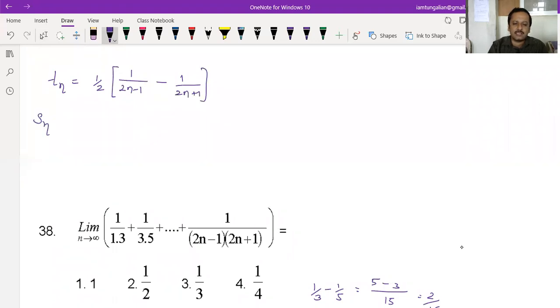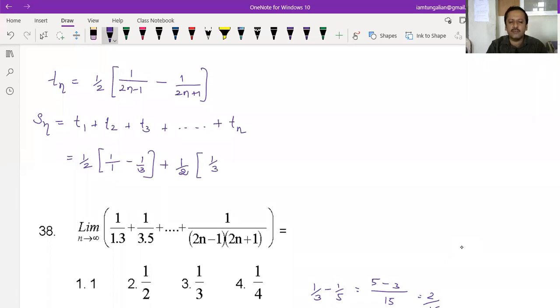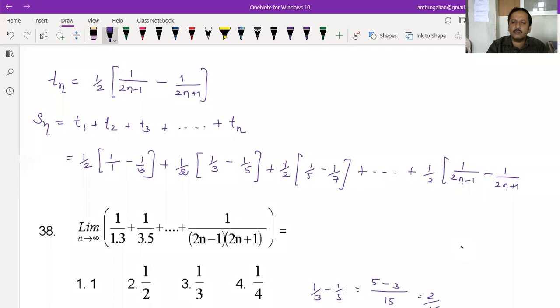Now we want Sn, right? I want the sum of all this. That is nothing but T1 plus T2 plus T3, etc., till Tn. That's equal to T1, put n as 1: 1 by 1 minus 1 by 3, plus T2, put n as 2: 1 by 3 minus 1 by 5. Plus, put n as 3: 1 by 5 minus 1 by 7, etc. The last term, 1 by 2 into 1 by 2n minus 1 minus 1 by 2n plus 1. Take 1 by 2 as common, and then minus 1 by 3 plus 1 by 3 minus 1 by 5 plus 1 by 5. Everything gets cancelled. So then you will have 1 by 2 into 1 minus 1 by 2n plus 1. Then the simplification you know.